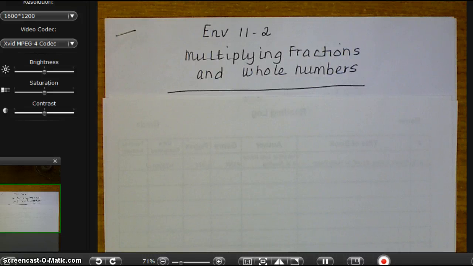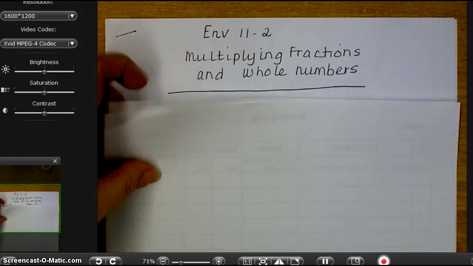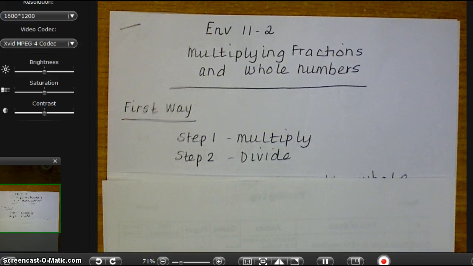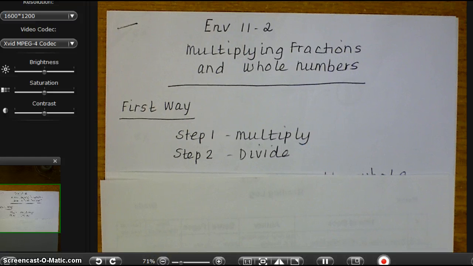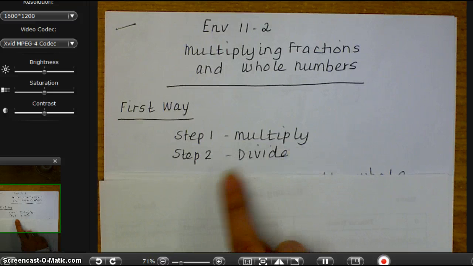Okay, today we're going to be learning how to multiply fractions and whole numbers. This is Envisions, Chapter 11, Lesson 2. We're going to learn two ways. The first way has two steps. Step 1, we will multiply. Step 2, we will divide.